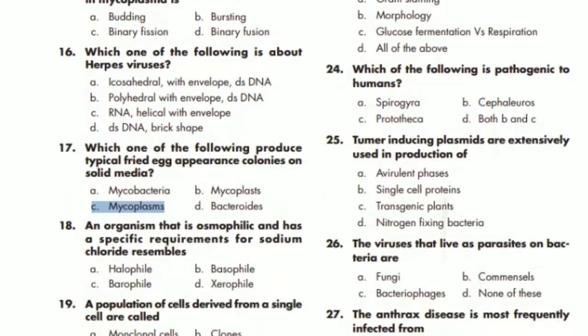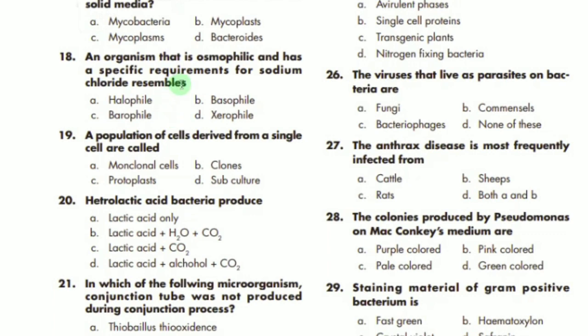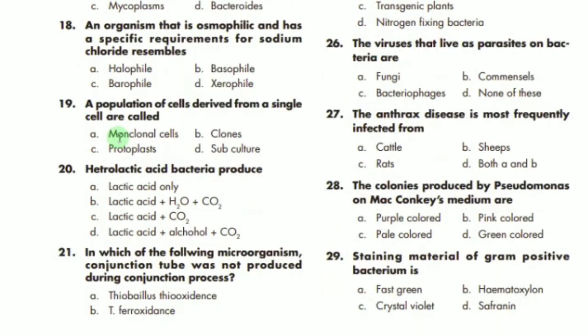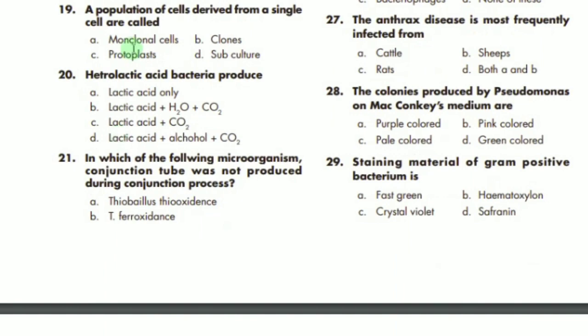Okay, now MCQs number 18 says that an organism that is osmophilic and has a specific requirement for sodium chloride resembles, what is this? So for this the correct option is halophiles. Okay, so obviously when microorganisms require a high salt concentration, what do we call them? Halophiles. MCQ 19 says that a population of cells derived from a single cell, what do we call that? We mostly call that clones. So B is the correct option.